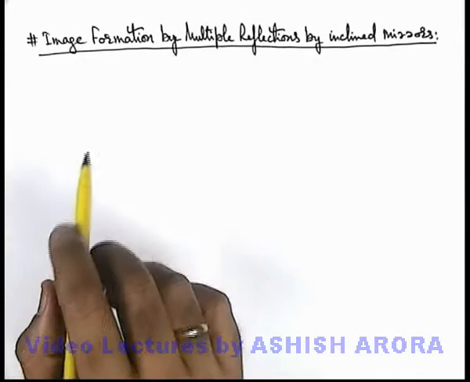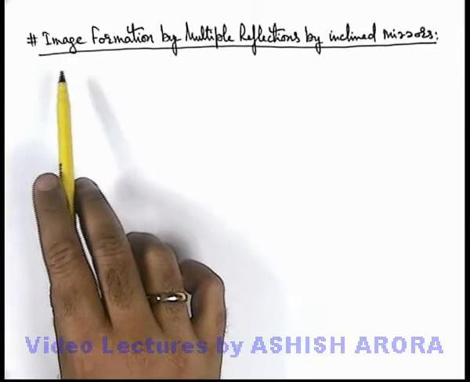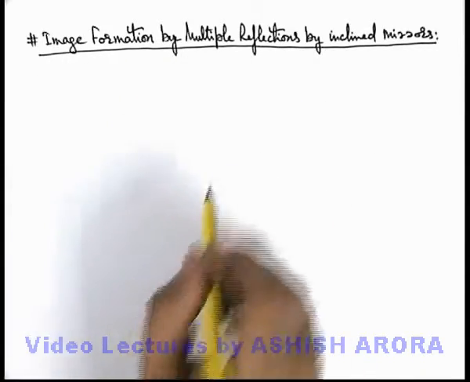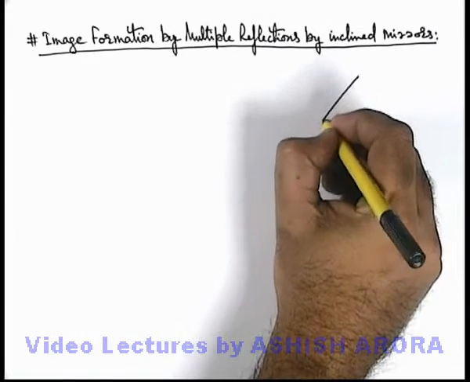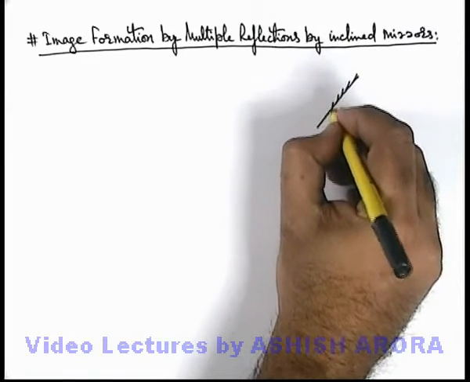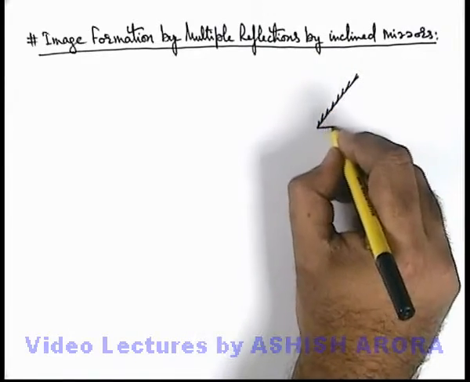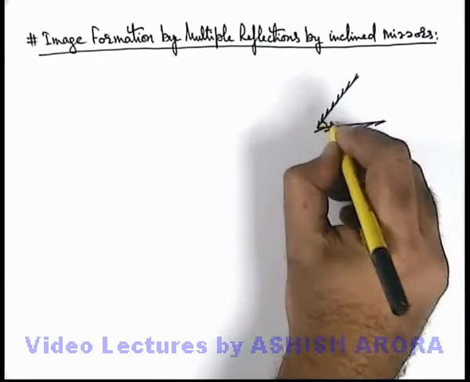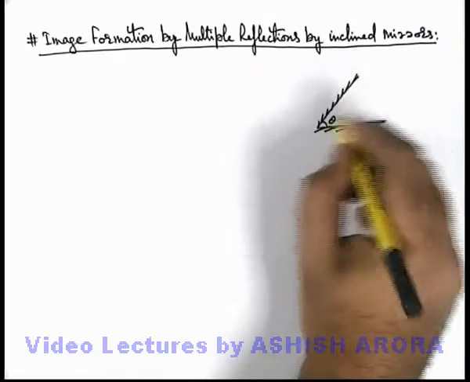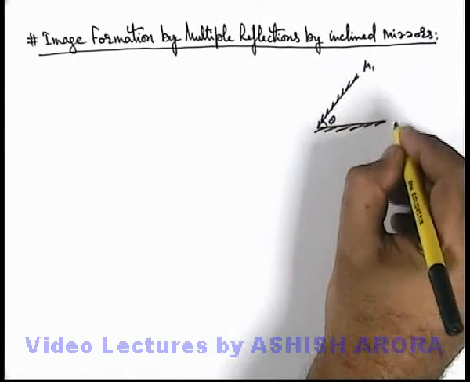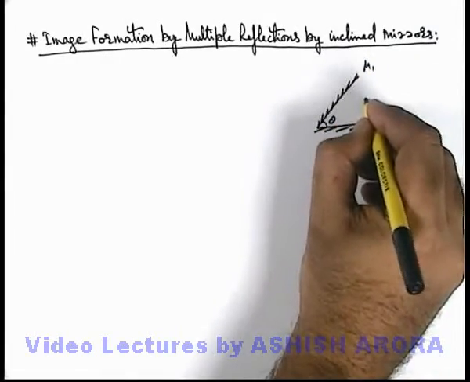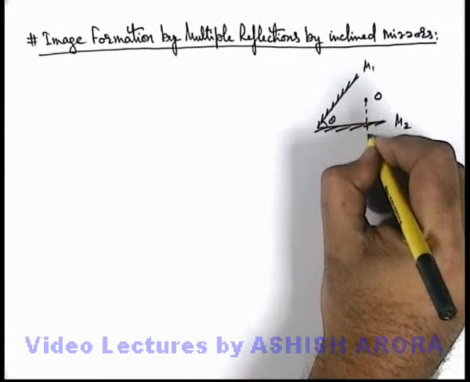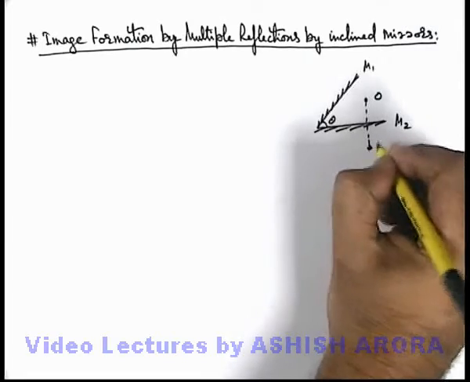Now we'll discuss an important concept of image formation by multiple reflections by inclined mirrors. Here, if we have two mirrors with their reflecting faces facing each other and inclined at some angle theta, and in between the two mirrors M1 and M2 we place an object, we know well that two images are obtained in the two individual mirrors.